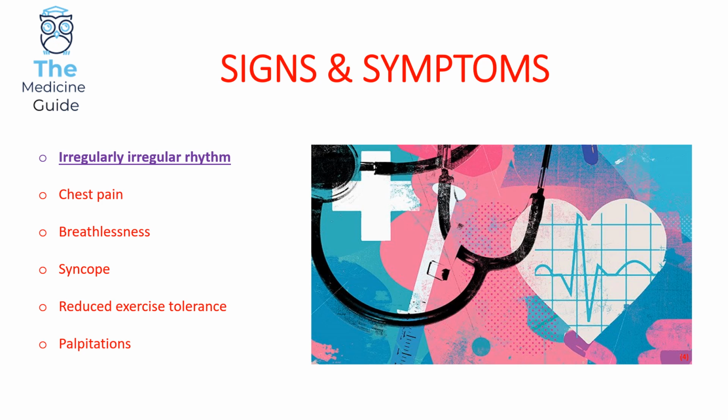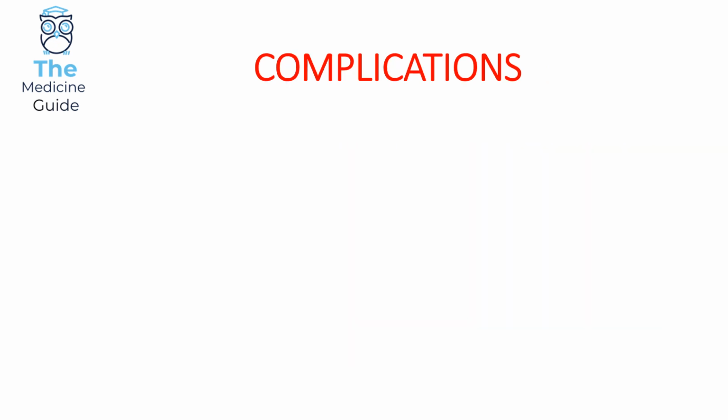So now let's look at the signs and symptoms of atrial fibrillation. I've mentioned previously, classically it will present as this irregularly irregular rhythm, and that's something that you can palpate, that you can find on general examination when you're palpating for the pulse. Patients might also complain of chest pain, breathlessness, syncope, reduced exercise tolerance and palpitations.